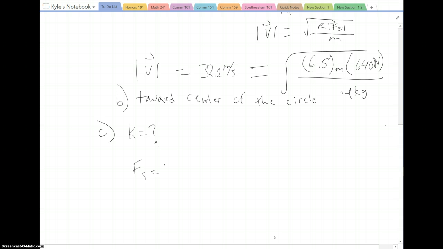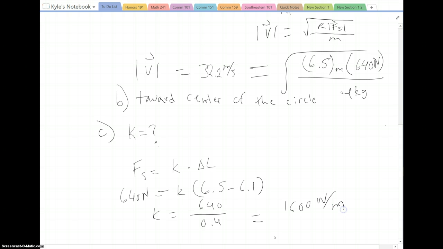the force of the spring is equal to K times delta L. In the problem it tells us that the relaxed length of the spring is 6.1 meters. So delta L is simply 6.5 minus 6.1, which is 0.4, and K equals 640 newtons divided by 0.4. That gives us 1600 newtons per meter. And that's that.